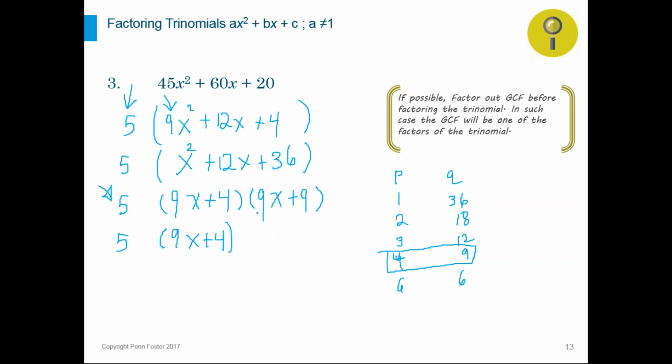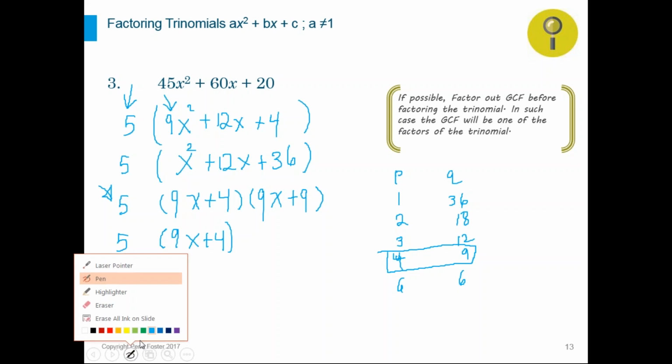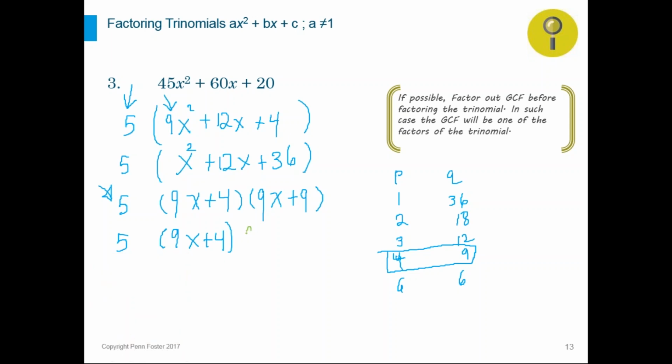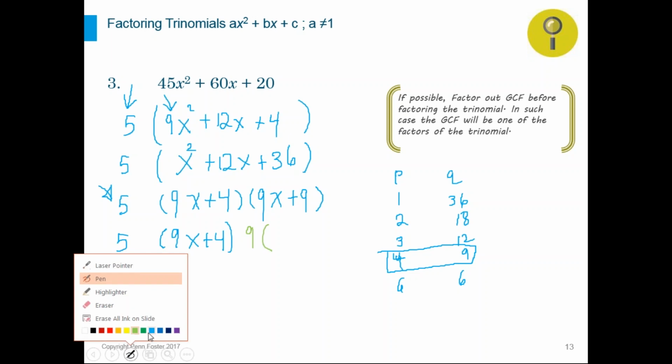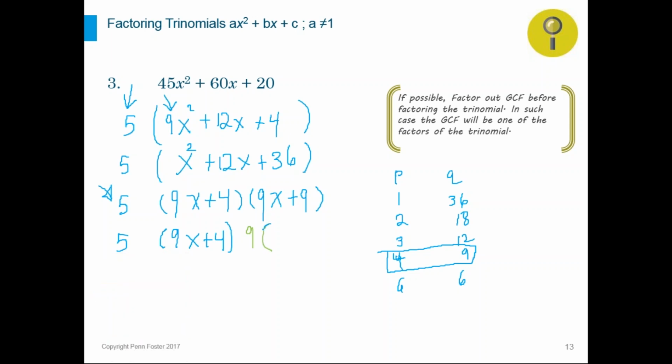The third factor, I see a 9 common between 9 and 9. So I'm going to factor out the 9. And then I'm going to write out the third factor. So 9x over 9 is an x plus 1. And I do not need this 9. This is extra.